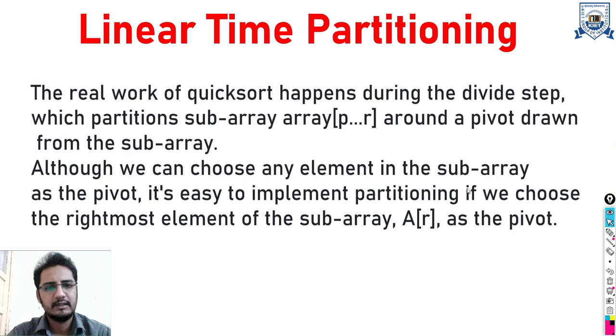Now as we know that in a quicksort, the real work happens during the divide step, which is the partitioning of the subarray. When you select the pivot and when it reaches its correct position, the array on the left hand side is less than or equal to it, and the array on the right hand side is greater than or equal to it. Now let's see how the partition can affect the complexity of a quicksort.